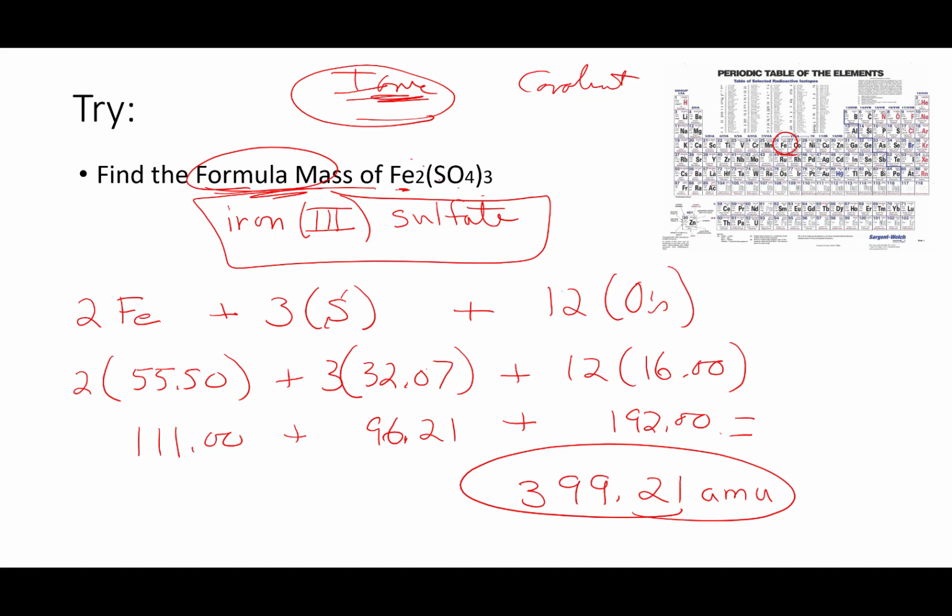On our next quiz, folks, you are going to be asked to do a couple of these. If you got your periodic table, you got your calculator, it's not complicated math. You just got to add up the bits and pieces.